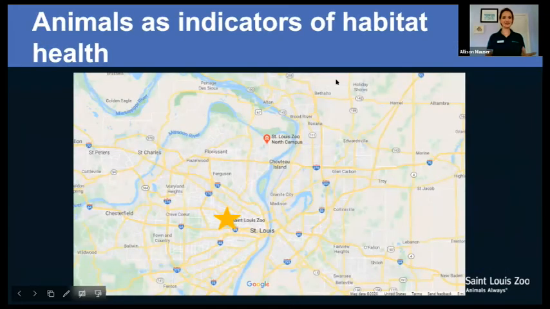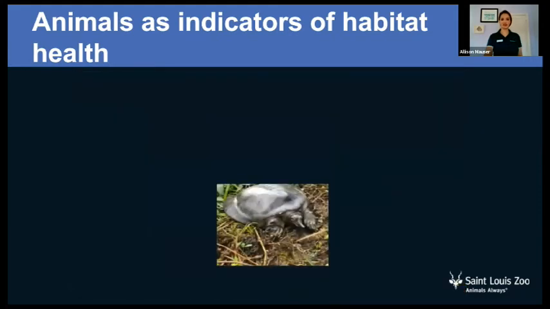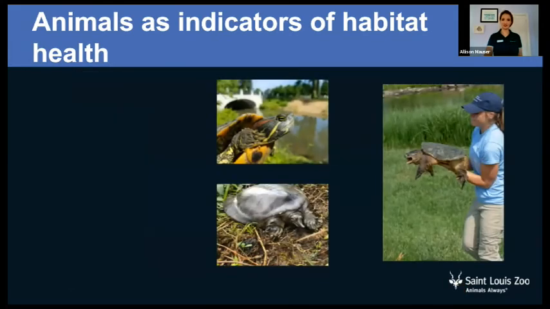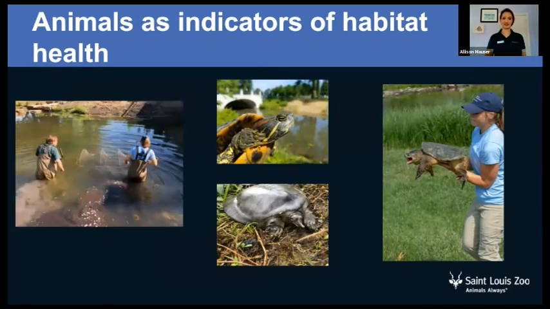And that is because animals can be indicators of habitat health. So another study that the St. Louis Zoo is doing is taking place right in our backyard in Forest Park. We've started studying the aquatic turtles of Forest Park, and we're taking health assessments of these turtles.